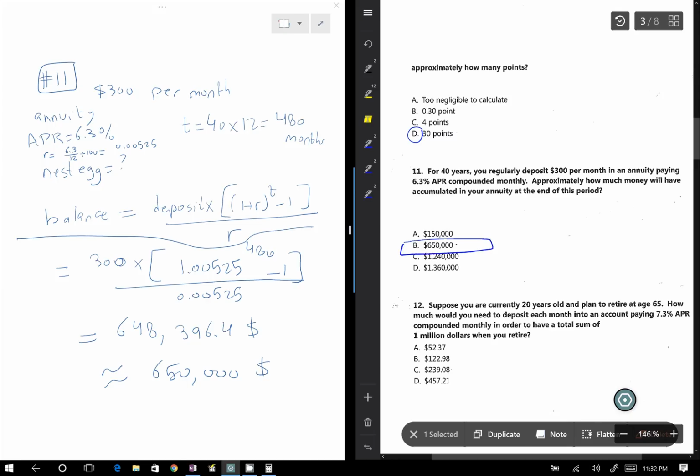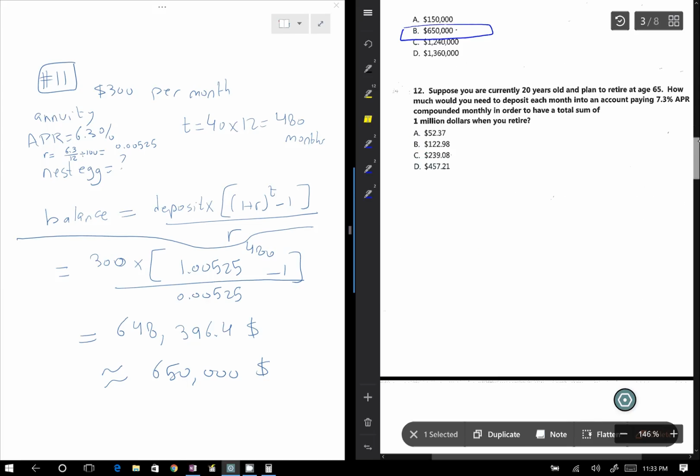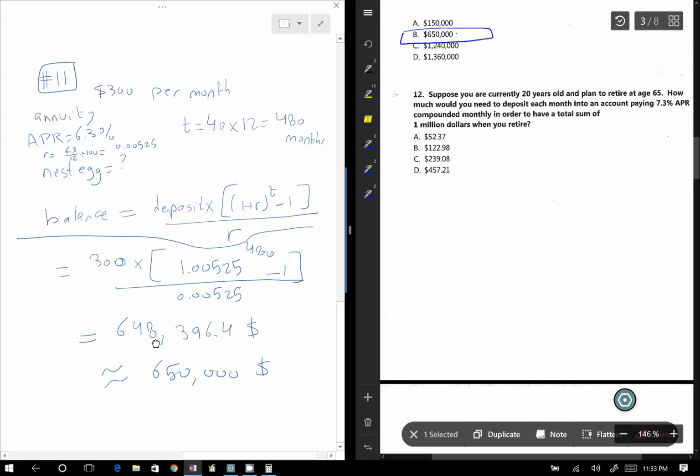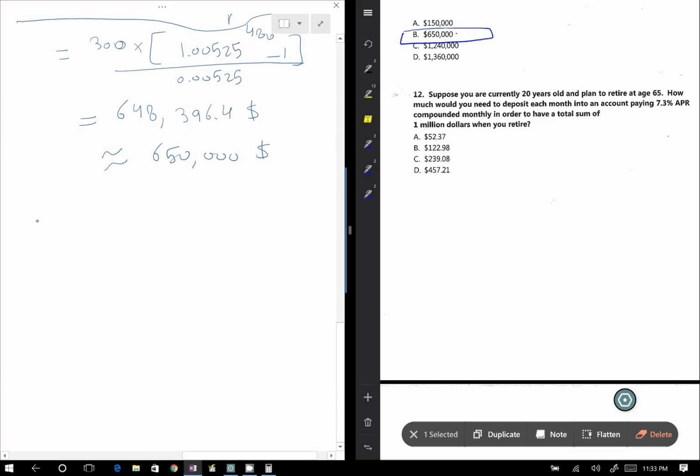Moving on. Suppose you're currently 20 years old and you want to retire at the age of 65. So 65 minus 20, that's 45 years. How much would you need to deposit every month to an account paying an APR of 7.3%.